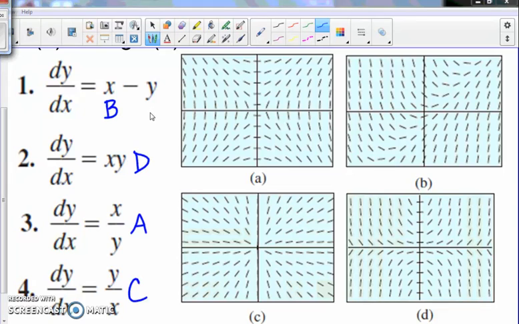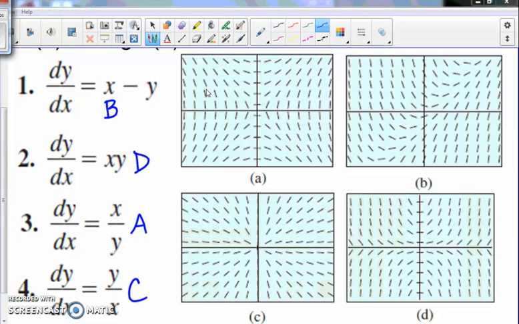Okay, so I got BDAC. And the way I figured this out was, looking at the first one, I have x minus y. So that means that at every single point, if I take the x coordinate minus the y coordinate, that would give me the slope here.